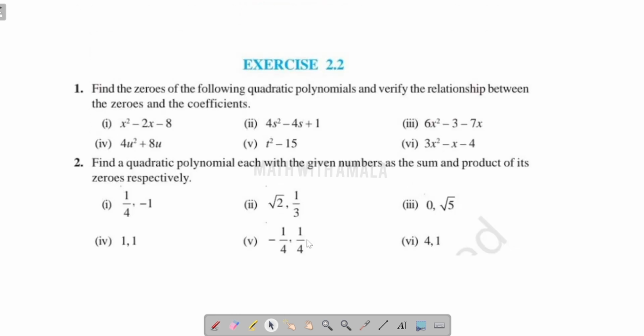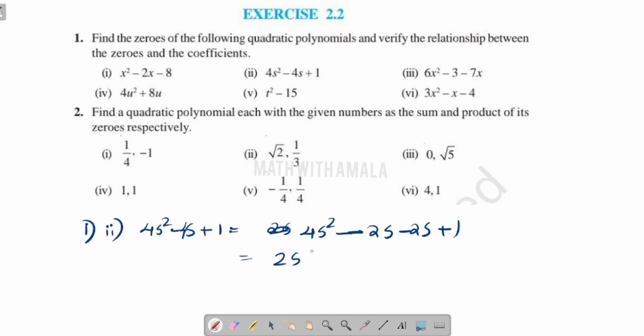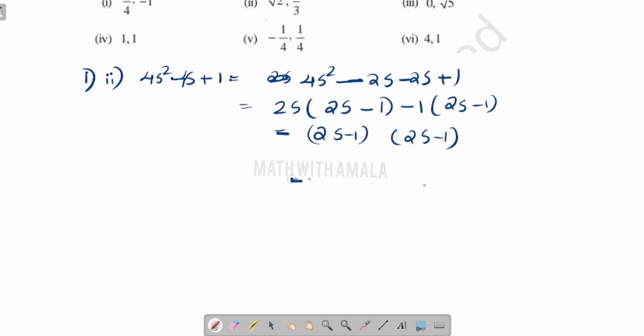Now the second part, 4s square minus 4s plus 1. You can use the splitting the middle term method in order to get the split terms. 4s square minus 4s plus 1 can be written like 4s square minus 2s minus 2s plus 1, that is 2s can be taken out, which is the common one. 2s minus 1 minus 1 into 2s minus 1. 2s minus 1 can be taken out and you will get the same inside also, which means you are having its square, that is you are having a 0 which is in the repeated form and the s is equal to 1 by 2.